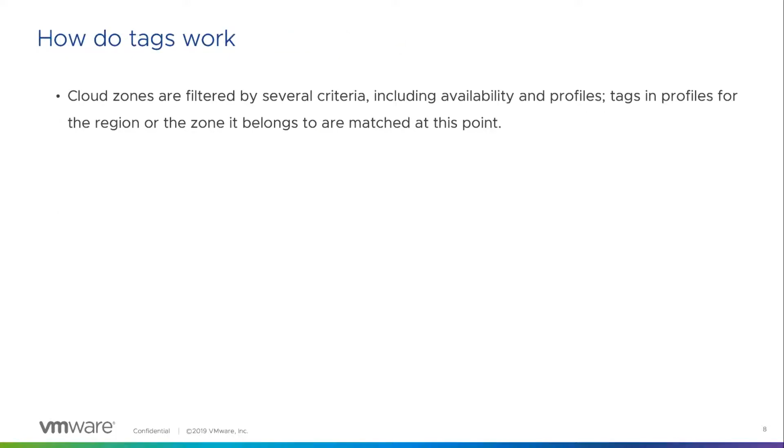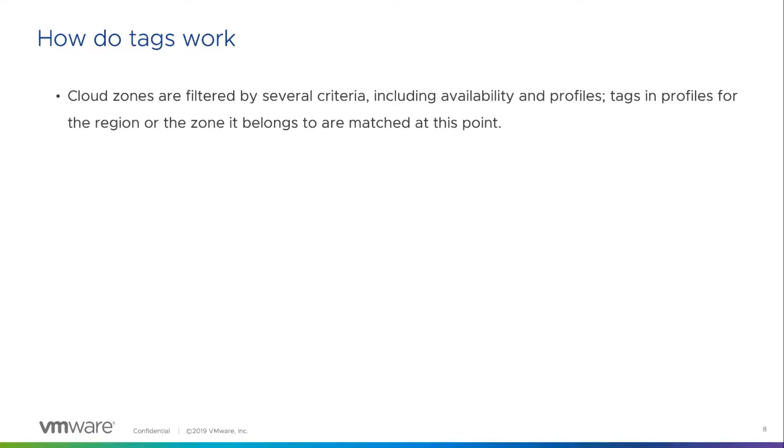Now, how do tags work? The first thing that is done is it filters out the cloud zone. When you try to deploy a virtual machine using a blueprint, and there are tags defined on that blueprint, it tries to find out: if I have a single cloud zone, no issues, it's going to be there. But if there are multiple cloud zones defined, then it's going to filter out which cloud zones it can be applicable to, where it can deploy, right?